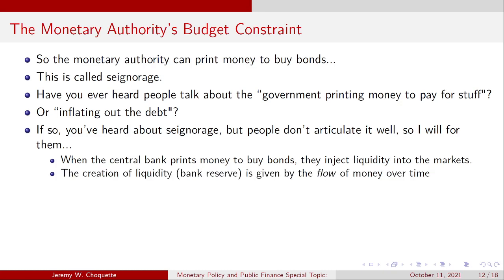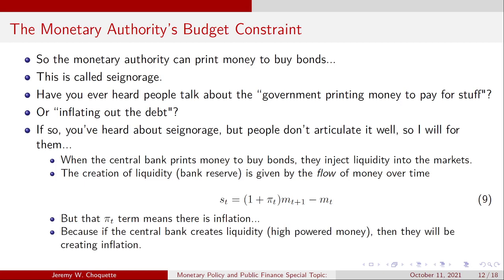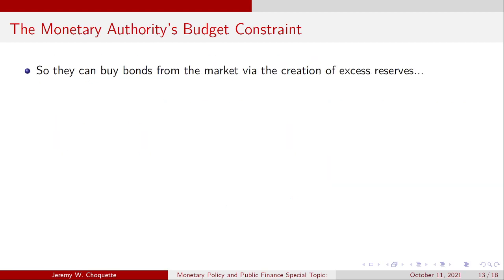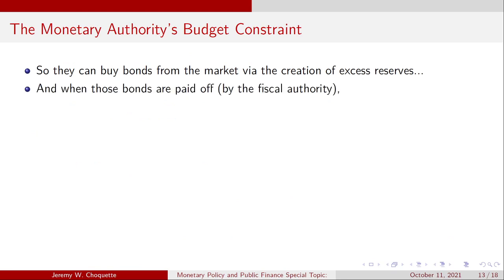This creation of liquidity, bank reserves, is given by the flow of money over time, which is seigniorage. Now, that pi t term means that there is inflation going on, because if the central bank creates liquidity, they're essentially generating inflation, because now you've got more money chasing the same number of goods. So they can buy bonds from the market via the creation of excess reserves.